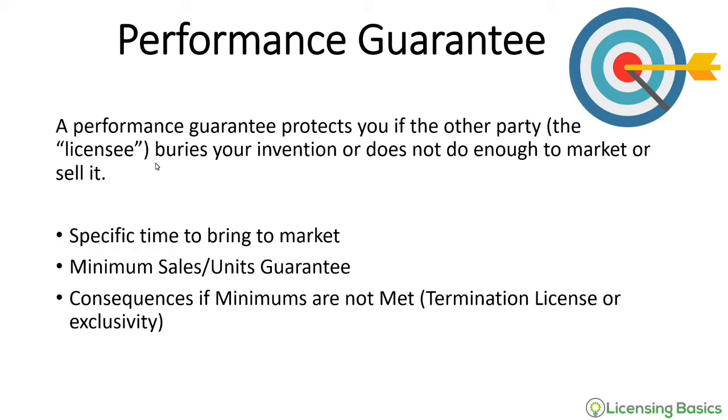So very important. And obviously put in the consequences if the minimums are not met. For example, if the minimums are not met, you could terminate the license, or you could terminate the exclusivity. If they have exclusive worldwide rights to your product and they do not meet the minimums, then you would have the option to terminate their exclusivity and grant them what's called a non-exclusive, meaning that you could then go out and find other companies, other licensees, to license your product in addition to the first company.